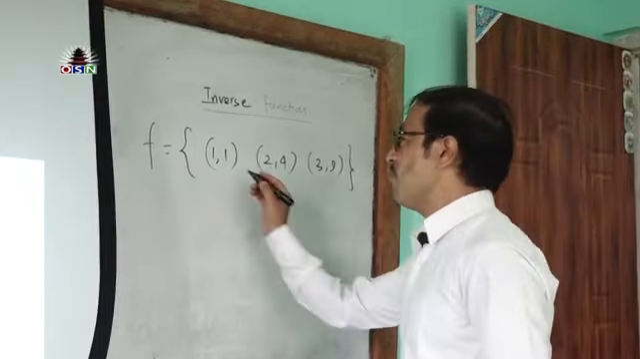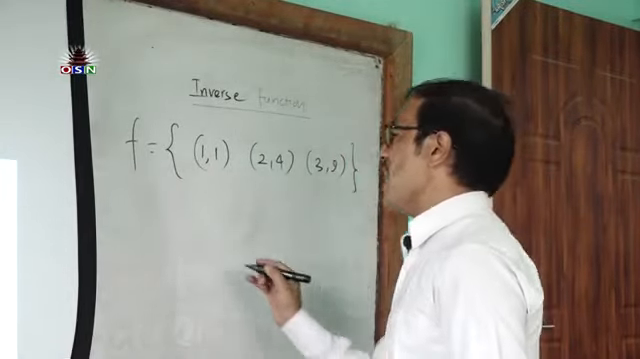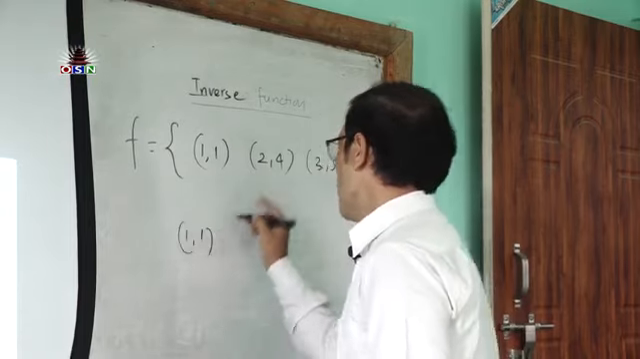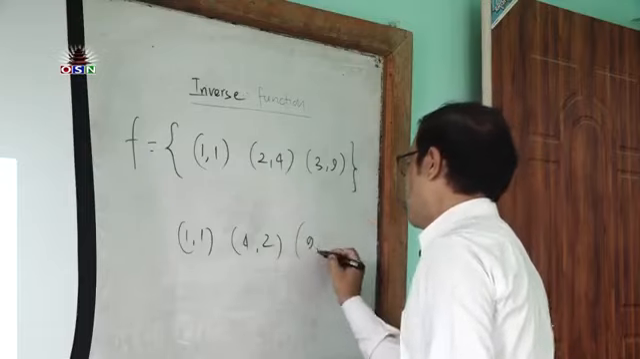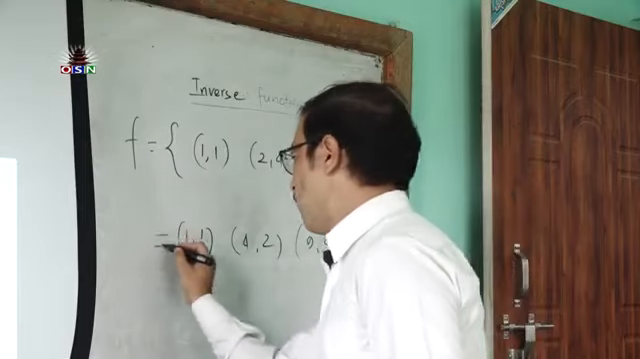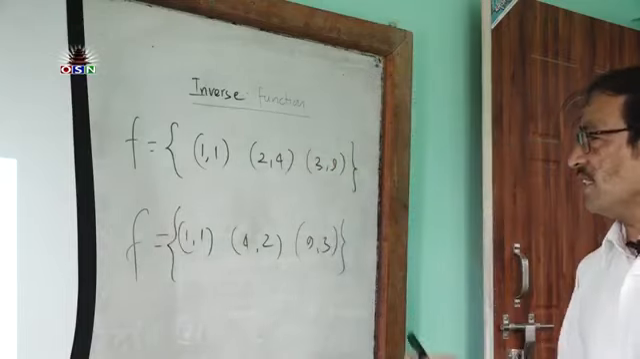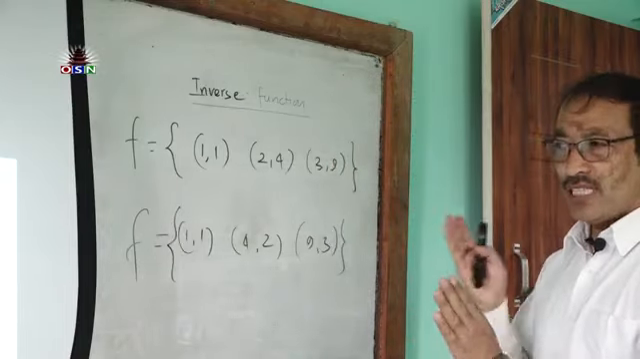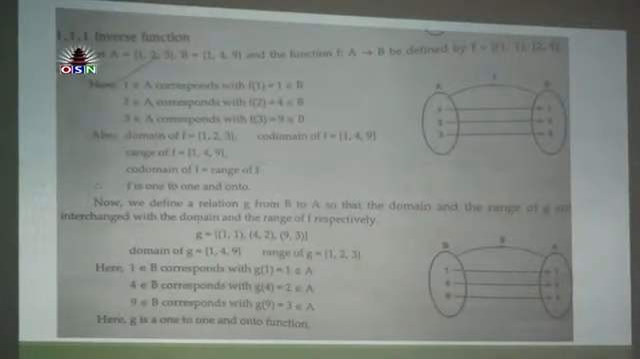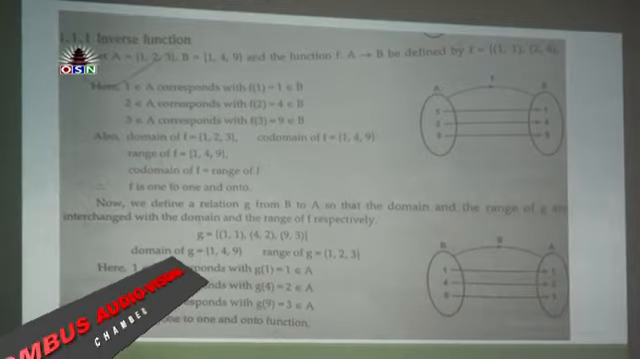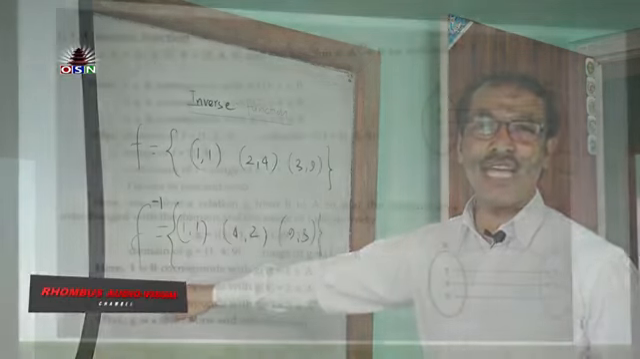Just exchange them, means the input and output will be exchanged. That means (1, 1), then when exchanged (4, 2), and when exchanged (9, 3). Then the new function, when you exchange input and output, the new function you get is called the inverse function. Inverse function is denoted by f to the power minus 1, that is defined as inverse function.